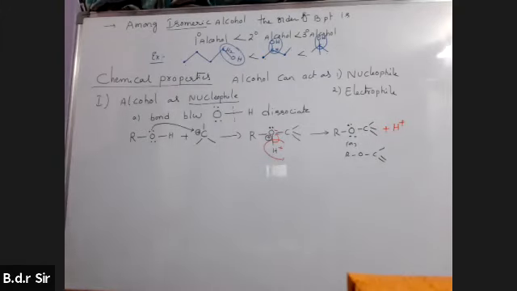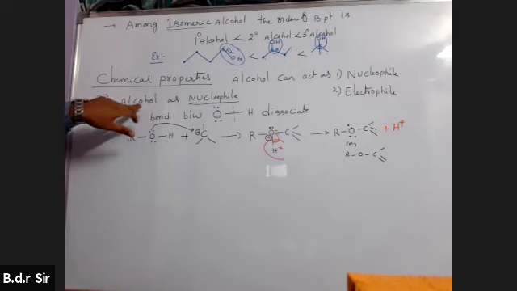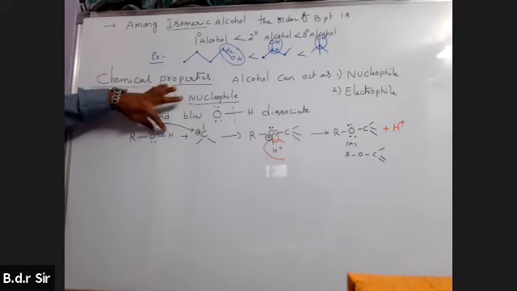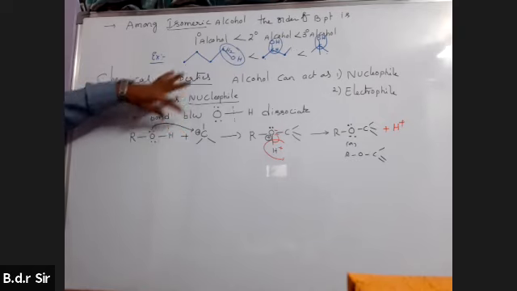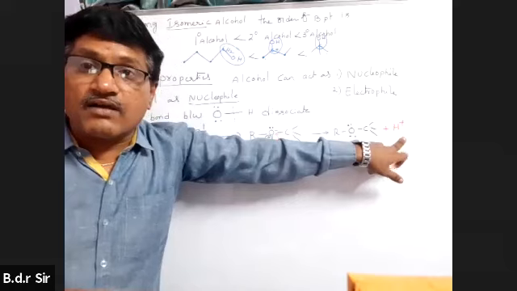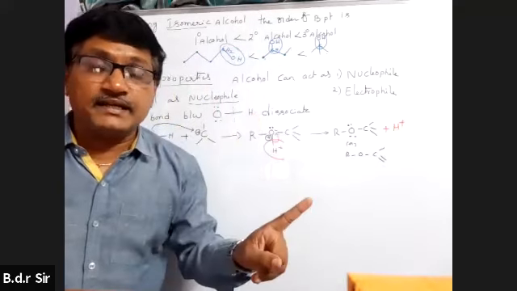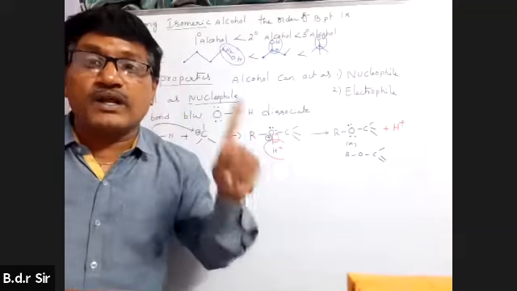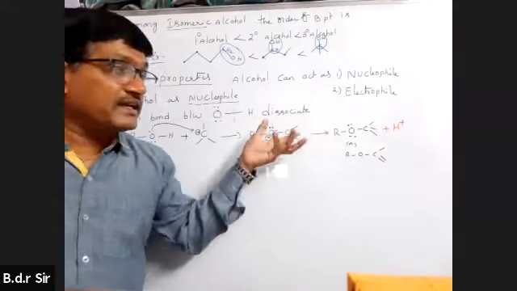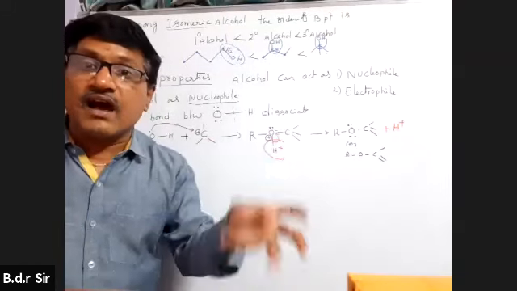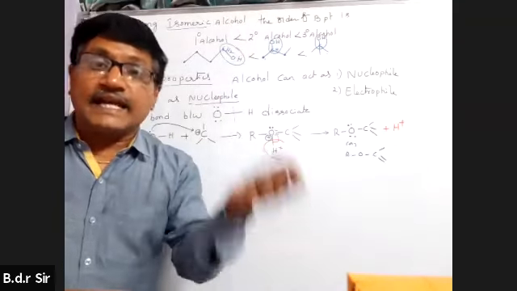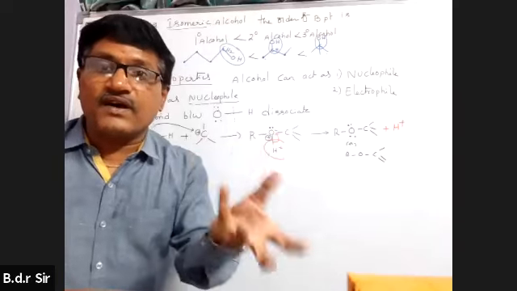So here, if alcohol acts as a nucleophile, it is involved in breaking of the OH bond. If it is involved in OH bond breaking, it liberates H plus. According to the Bronsted-Lowry theory, a substance that gives a proton, a proton donor, is called an acid. So in this reaction, alcohols act as acids. Okay, example of the acidic nature of alcohols.